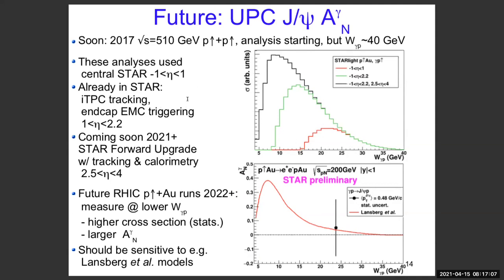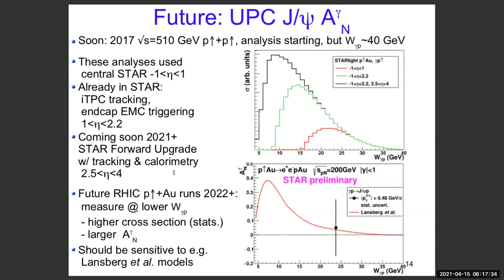Already STAR had for some years an inner TPC tracking and an ENCAP calorimeter for triggering, which extends the region to this green curve here. But coming soon, and I mean soon, starting end of this year, STAR will be running with a forward upgrade, which will greatly extend the tracking and calorimeter to very, very large eta, which will extend us to this whole black curve here, which now goes down to very low W.